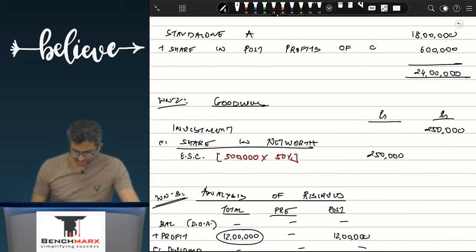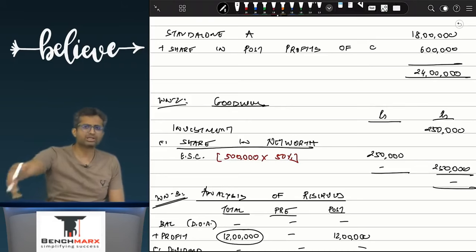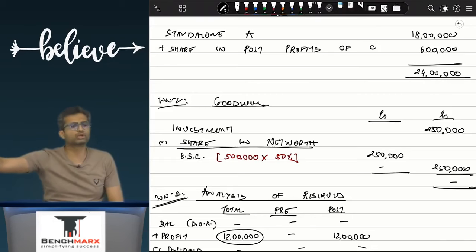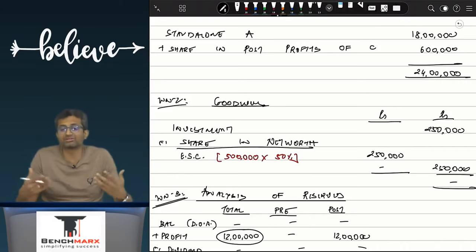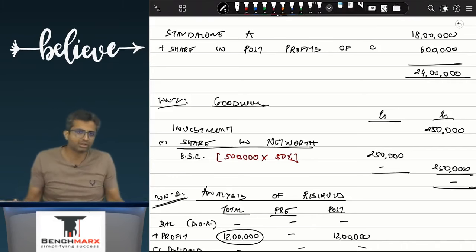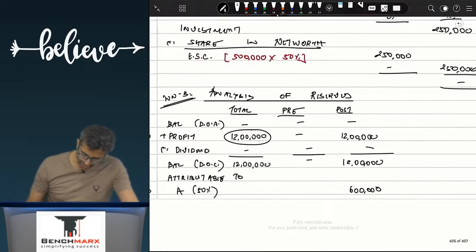So, in reserves and surplus, achha, is there any goodwill over here? No. Can there be goodwill? Yes. Probably, I have just incorporated the company, so it did not have any reputation for which I had to pay. But if there was a goodwill of A, so if I am entering into a joint venture of a reputed company, then probably there might be goodwill as well. So, over here, I think that's it.